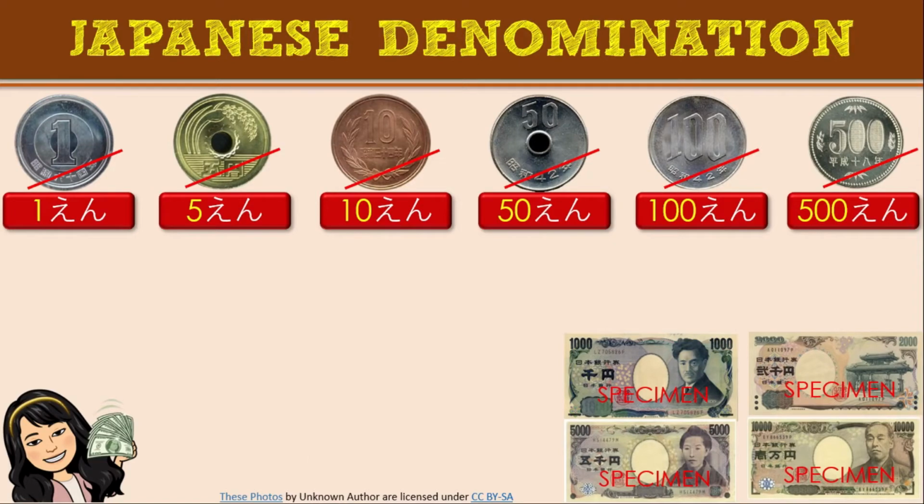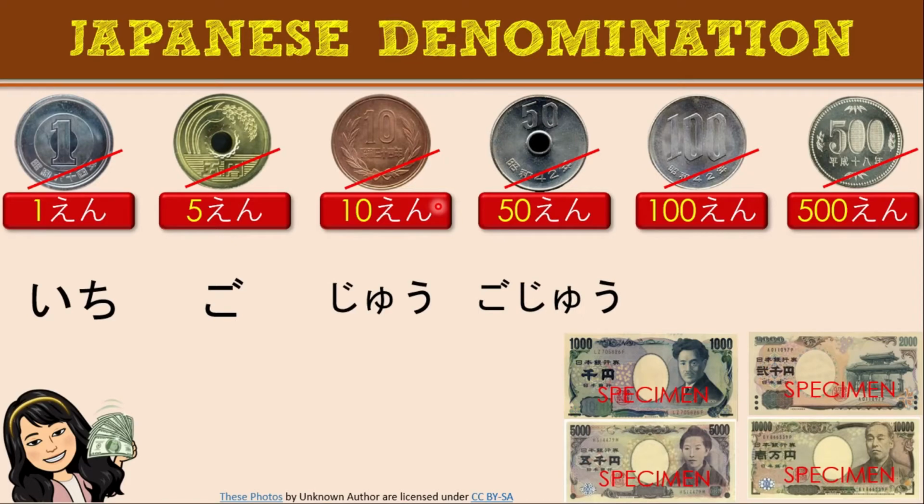Can you still remember? Try. Okay, let's see. 1 yen in Nihongo is 1 is ichi. So you read this one as ichi yen. One more time. That's ichi yen. Next, 5 is go. Go yen. 10 is ju. So ju yen. 50 is goju. Goju yen. 100 is hyaku yen. Hyaku yen.